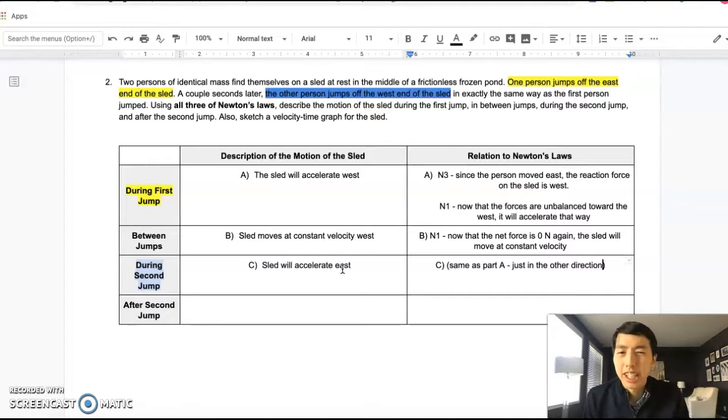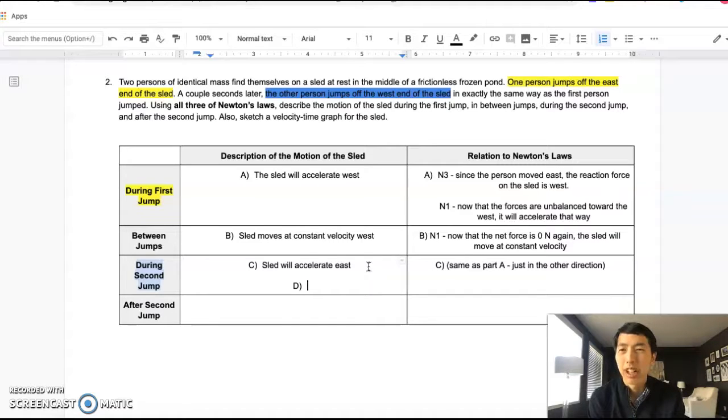Okay, so the sled's going to accelerate towards the east when the second person jumps off. However, there's one more detail that I'm going to add here. I'll give you a few seconds to think about what that other detail might be. What's different between the first person's jump and the second person's jump, other than the direction? And that difference is actually going to be mass.